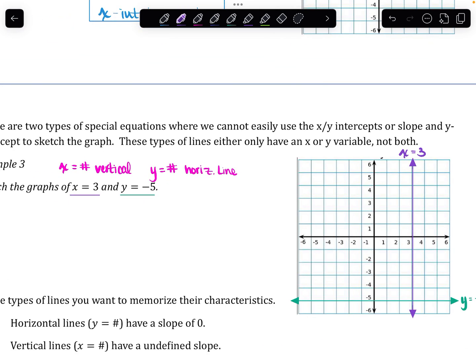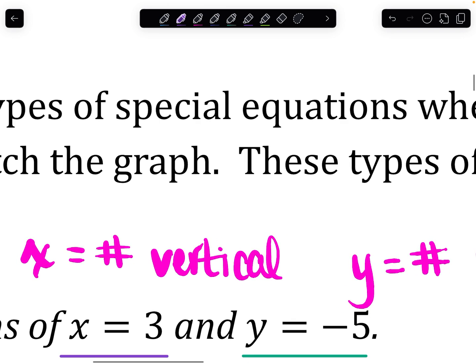Another thing about these two lines is their slopes are also special formulas. So if you think about rise over run, a vertical line has an undefined slope.